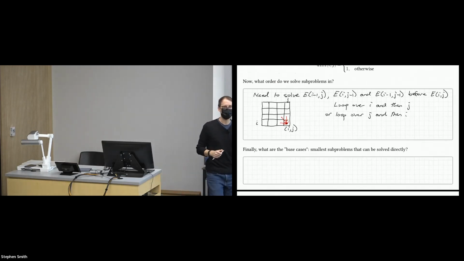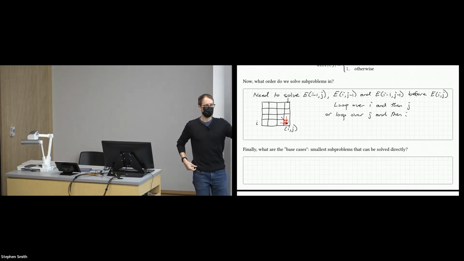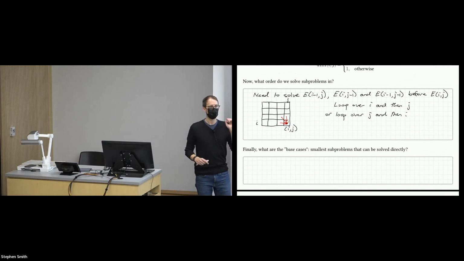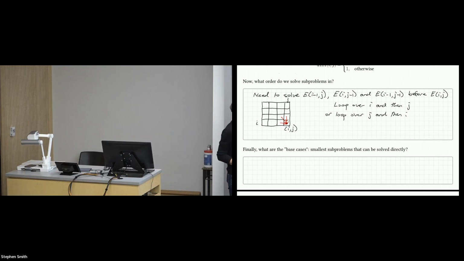So the last piece I have to fill in, right? We've identified our subproblems, which are E(i,j), the best alignment of X1 through i with Y1 through j. We identified the recursive relation, which is what I wrote above, and the ordering of the subproblems. And now we have to say, what are the base cases or the smallest problems that I can immediately solve to start off my recursion?